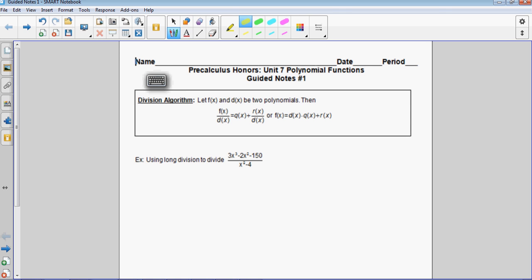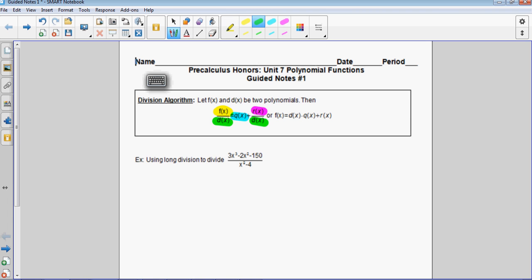Okay, Pre-Calc Honors, we're going to start Unit 7, which is on polynomial and rational functions. We're going to start by dividing polynomials. So your division algorithm, when you divide f of x by your divisor d of x, you're going to get your quotient, which is q of x, plus your remainder. Your remainder is the r of x, but you write your remainder as a fraction over the divisor d of x.